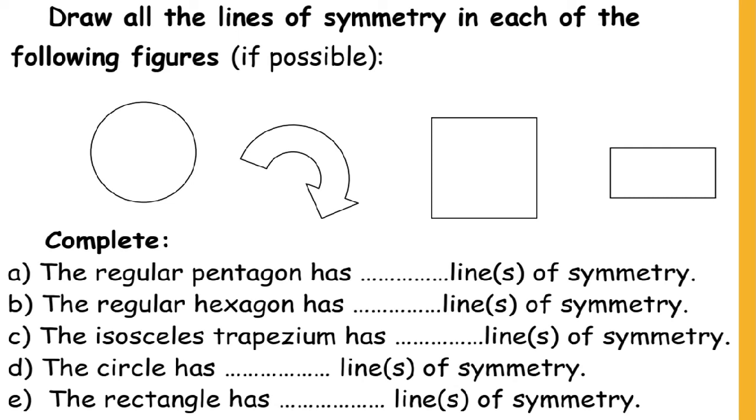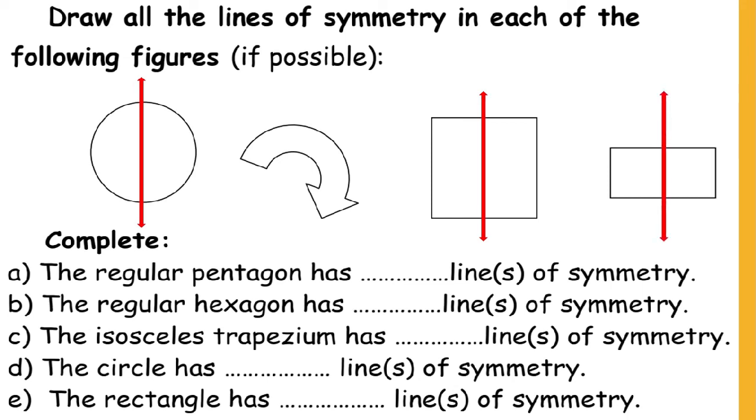Draw all lines of symmetry in each of the following figures, if possible. In the first shape, I have a circle, so I can draw an infinite number of lines of symmetry. Okay, so I will draw 1. For the second picture, I don't have any lines of symmetry. For the third picture, I'll draw only 1 line of symmetry, but I have 4. And for the rectangle, I have 2 lines of symmetry, and I will draw 1.